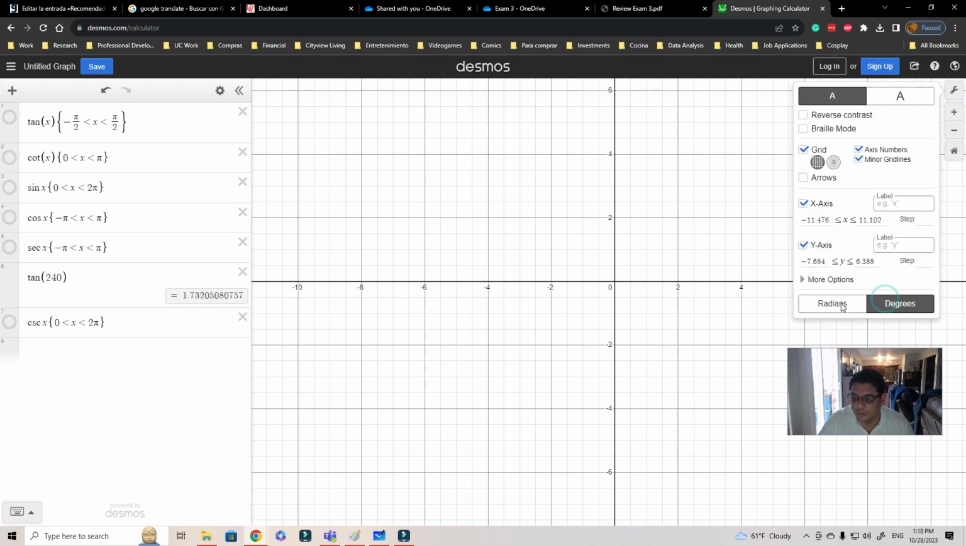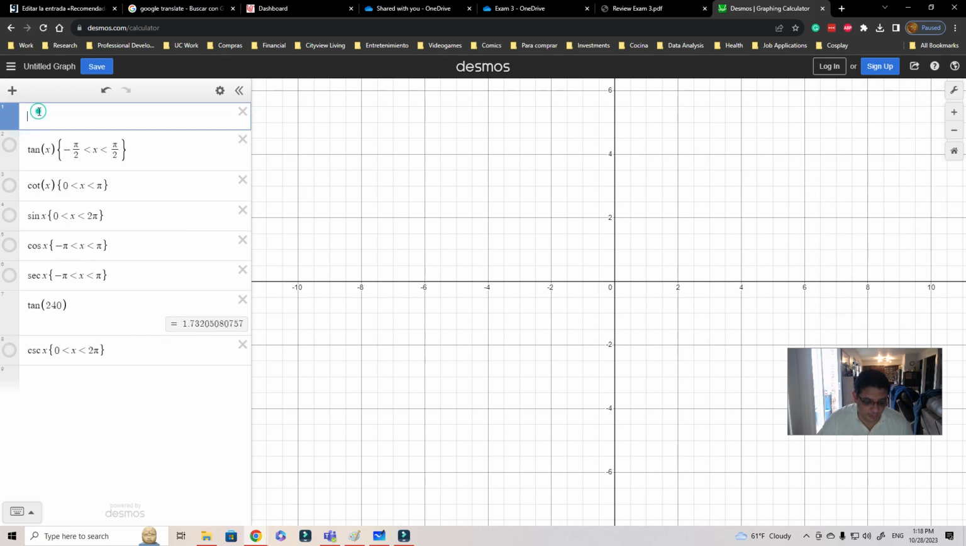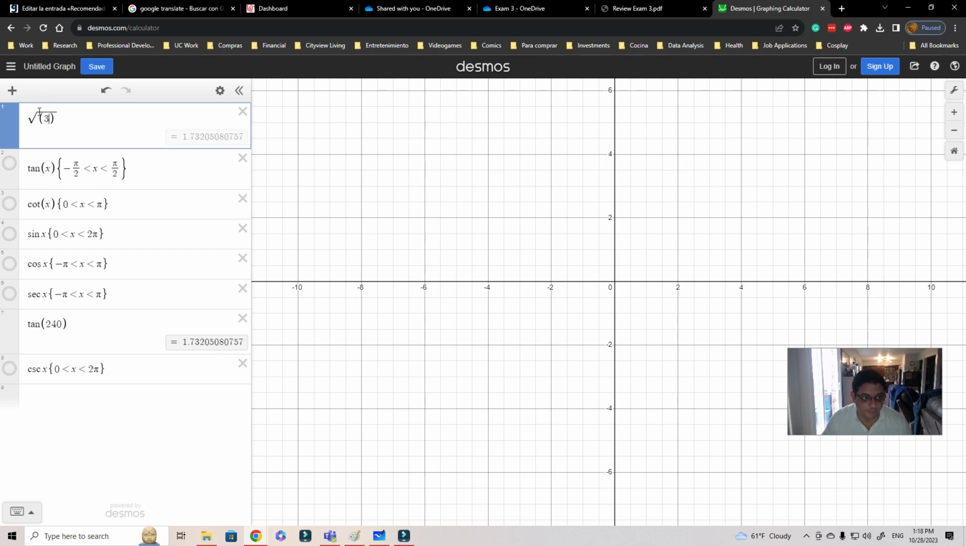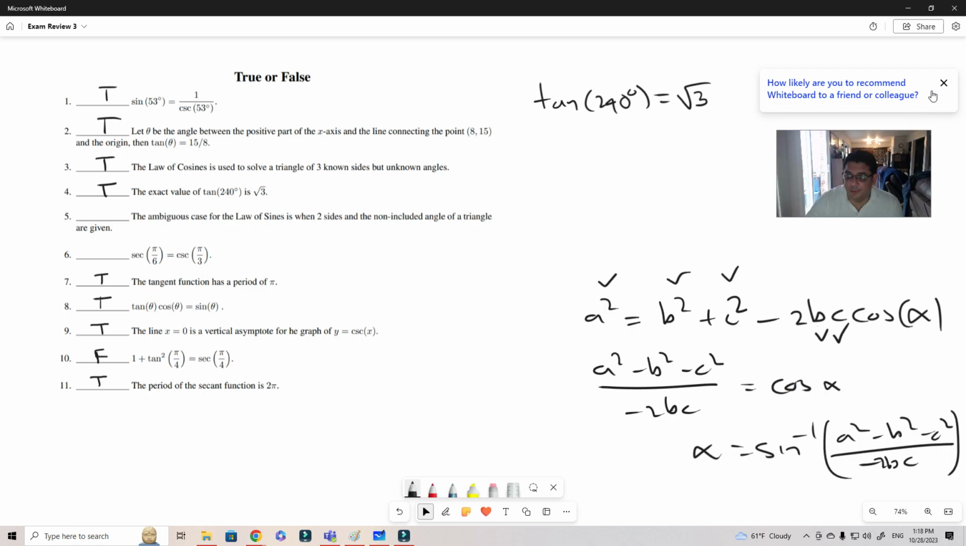Okay, here we go. Degrees is here. According to this, tangent of 240 degrees is going to be 1.7. And if I go now and do a square root of 3, I get the same number. So in that way, and this you can do in your calculator, you're going to find out that they're the same. That's just one way to go about it.